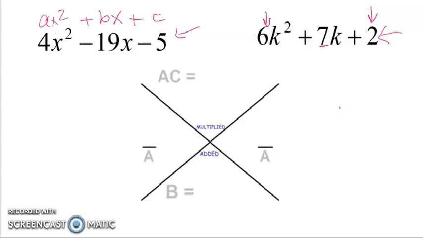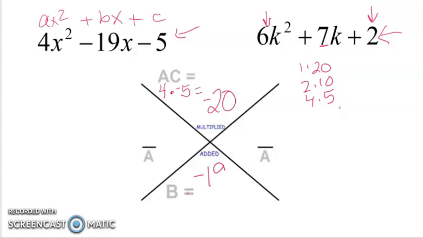Okay? And notice these have negative signs with them, so the sign goes with it. Our A, 4, times C, which is a negative 5, gives us negative 20 in the top. Okay? So, we need the factors of 20. So I'm just going to write those down. Okay? Our B term goes in the bottom. Our B term is a negative 19.